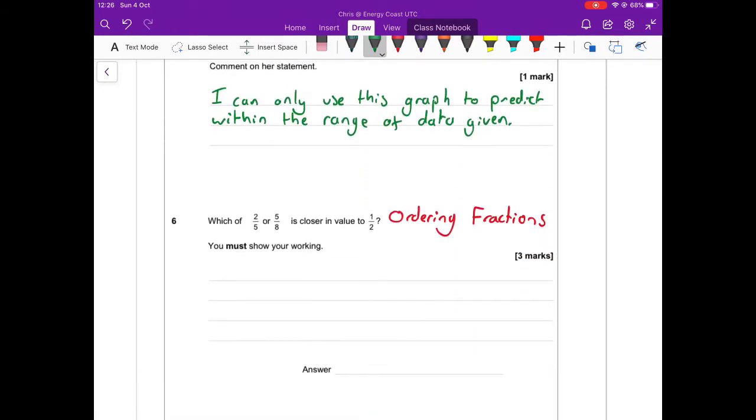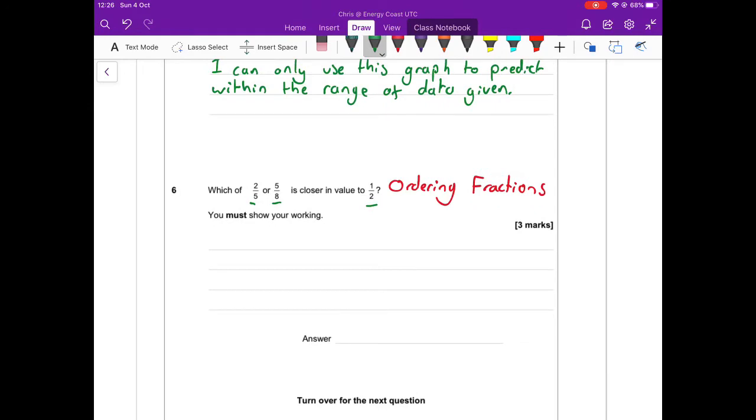So the next one is ordering fractions. There's a few ways to do this. There's an alternate way to do it, which would be just to change these 3 things into percentages, which is fine. 5/8 is quite tricky. I'll come to that one later if you're going to do that. This is how I would do this, though.